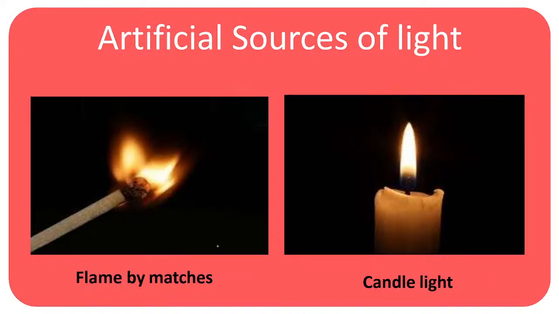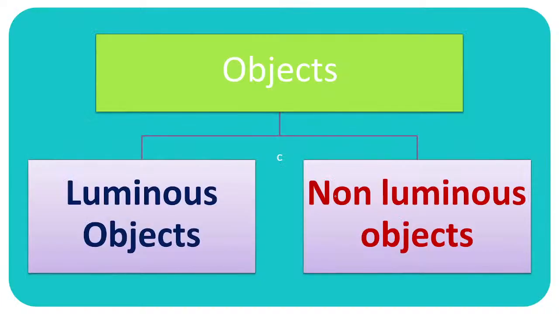Matchsticks, burning of a matchstick or a candle. All these are artificial sources of light. Let's see. Based on whether an object can give its own light or whether that object does not give its own light, we classify the objects into two categories. What are the two categories? Luminous objects and non-luminous objects.